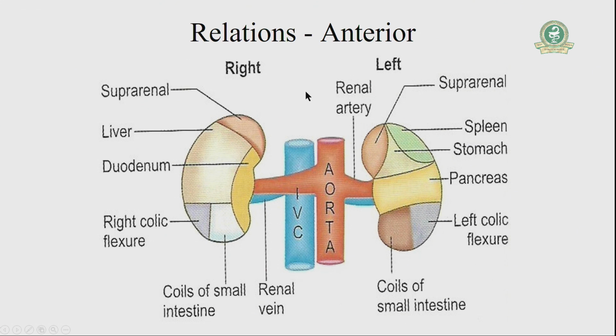I can show you the relations anteriorly. Suprarenal gland, this part is related to the liver. This place is related to the duodenum, this place to the right colic flexure, and this place to the coils of small intestine. And we can see the artery of the kidney, the renal artery, which branches from the aorta.